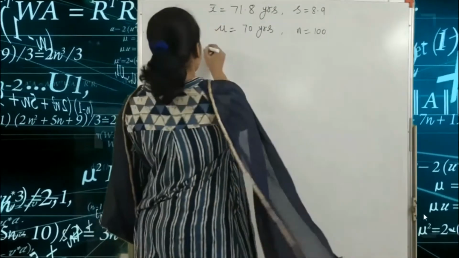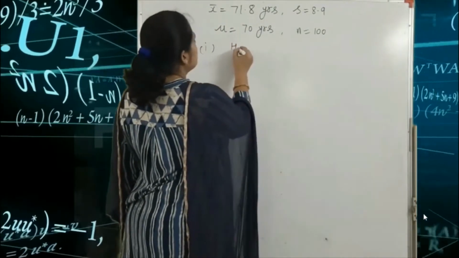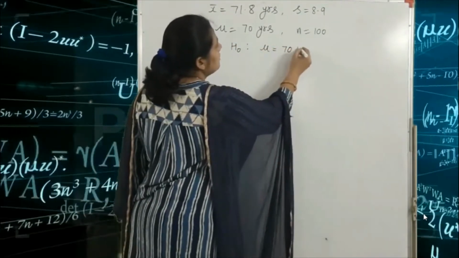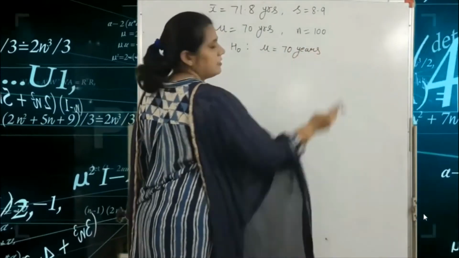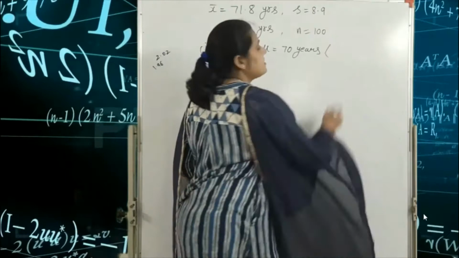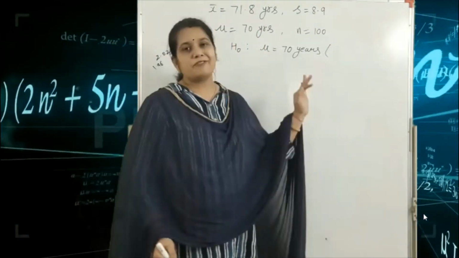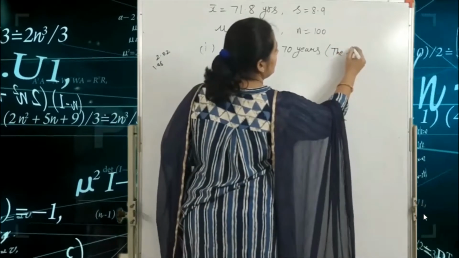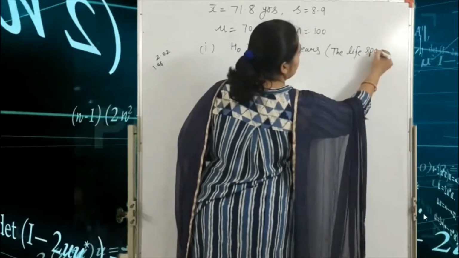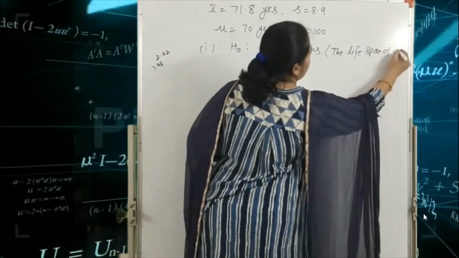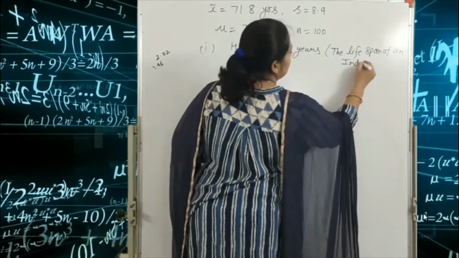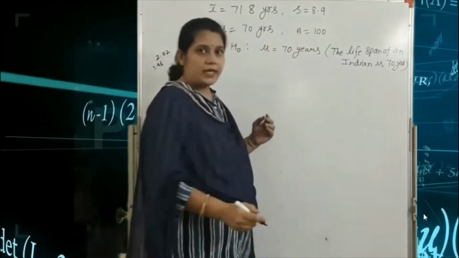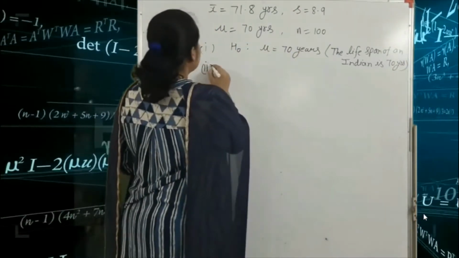So first we write the null hypothesis H naught. So here the null hypothesis is what? Mu is equal to 70 years. Okay, that means here you write the sentence: the lifespan of an Indian is 70 years.